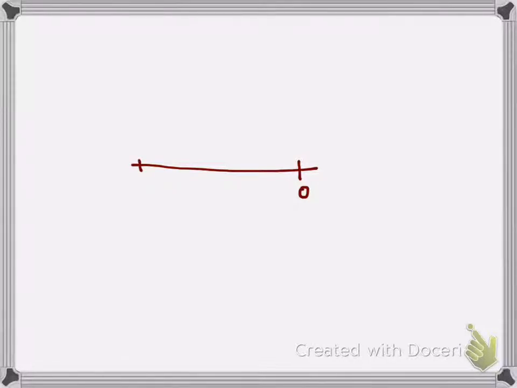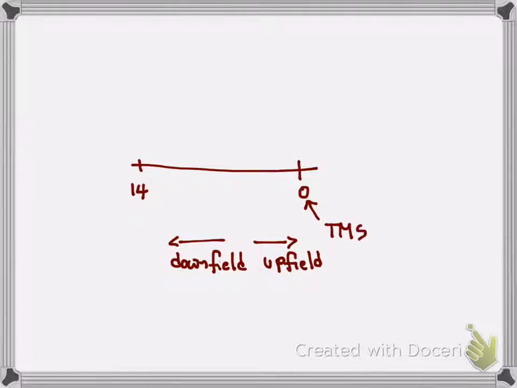Typically, it can go as much as like 14 on this side. But that's about as high as you see it. If it goes this way, it's downfield. And then this way is upfield. TMS is set to 0. The unit that we use is known as a part per million.